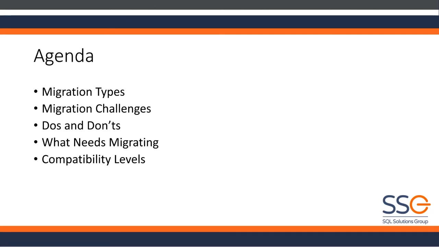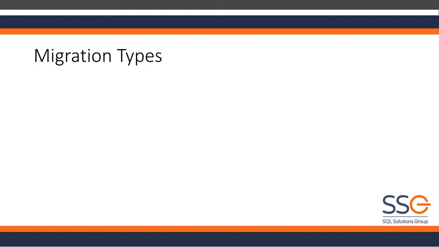We're going to do a quick review of compatibility levels when you are upgrading in a migration, because that's a critical piece that gets missed quite often. And then, of course, we're going to spend the bulk of the time in the demos and just in PowerShell using dbatools to perform a migration. So with all that, let's get started. Migration types.